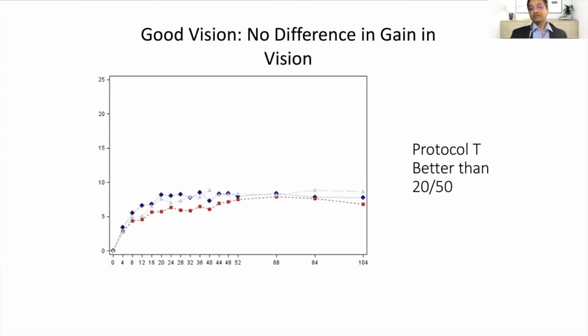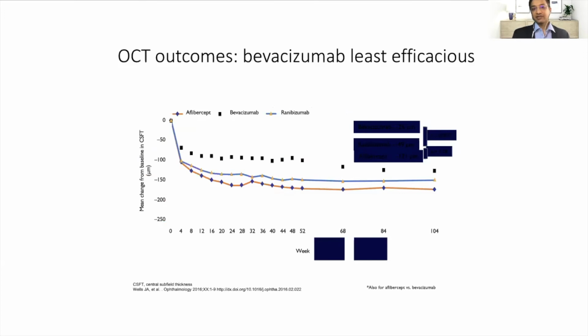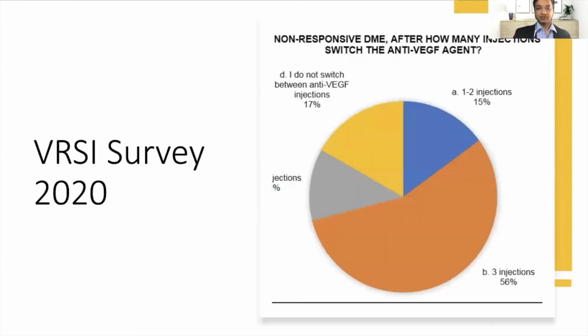What about patients who had vision 20/50 or better, 6/18 or so or better? These patients did not have much of a difference whichever anti-VEGF agents we used. But definitely in terms of OCT outcomes, aflibercept had the highest drying capacity compared to the other two injections.